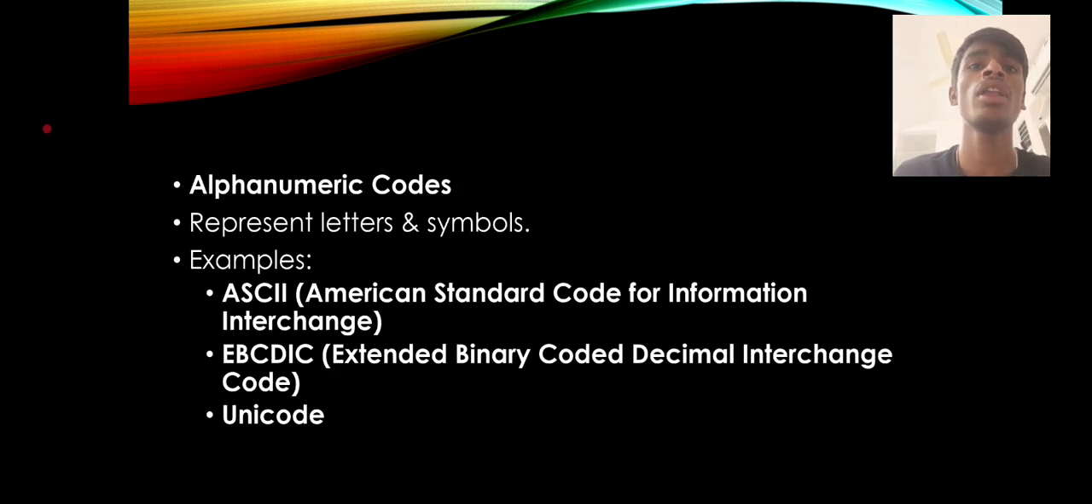Now I would tell about the alphanumeric codes. It is the third type of the binary codes. It represents letters and symbols.